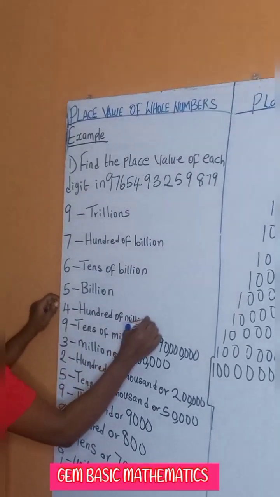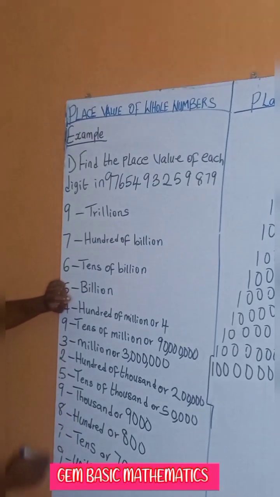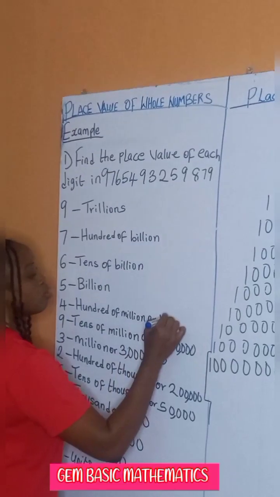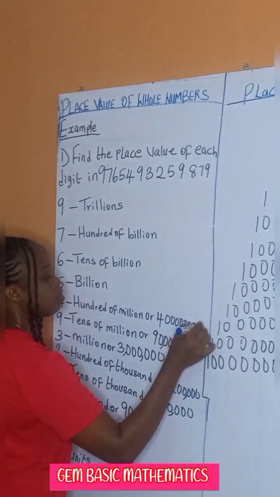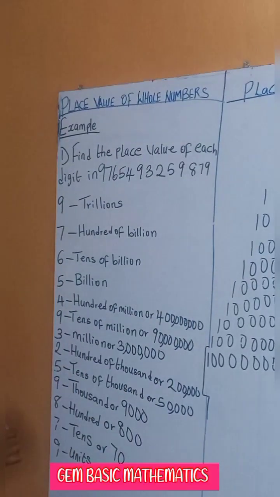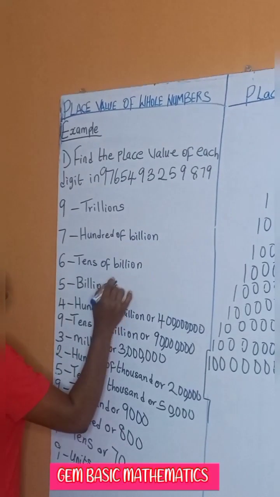Now the next one, 4. Very simple. What will you do? Cover it. Count the remaining numbers: 1, 2, 3, 4, 5, 6, 7, 8. 8 zeros. So 1, 2, 3, comma, 1, 2, 3, comma. So we have 400 what? Million.